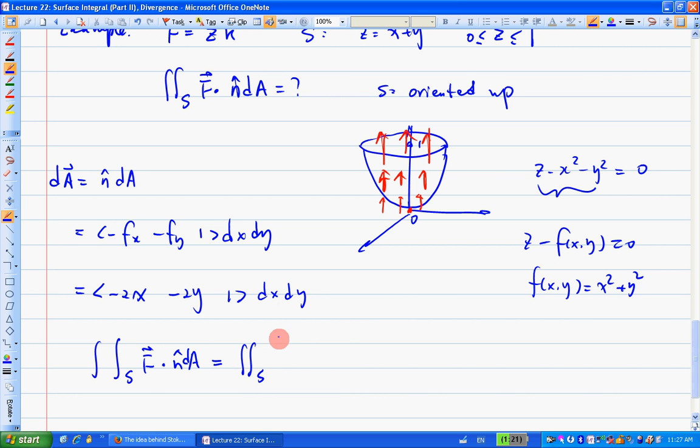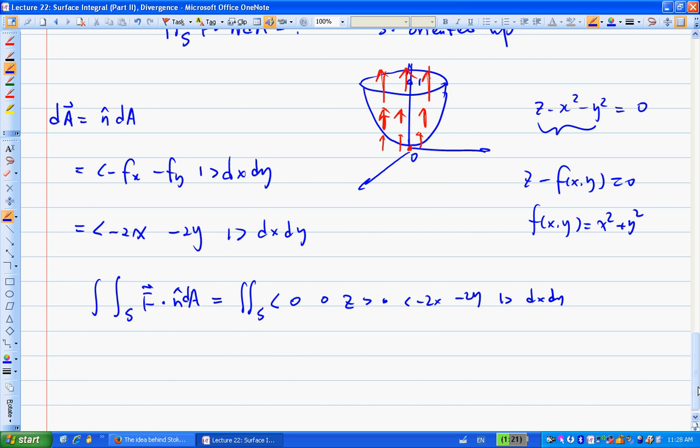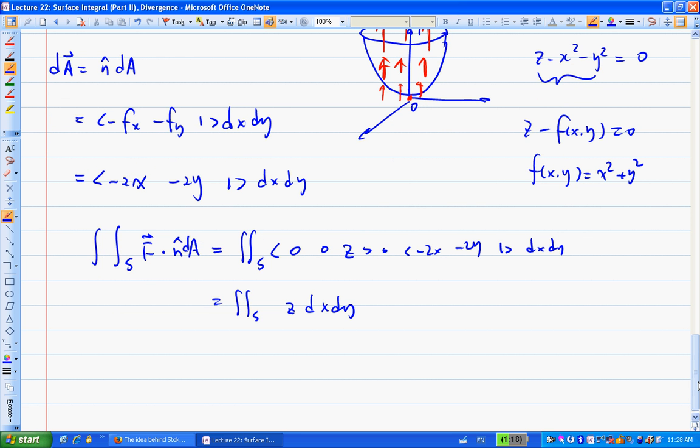Okay, so dot product, what's F? F is 0, 0, z. Dot negative 2x, negative 2y, 1 dx dy. So the dot product equals, 0, 0 is gone, so there's only the z component left, dx dy.